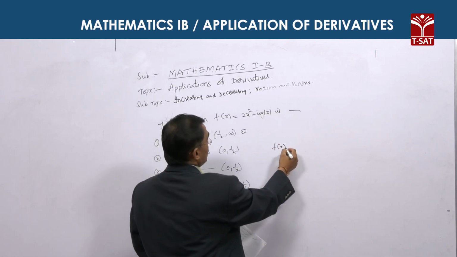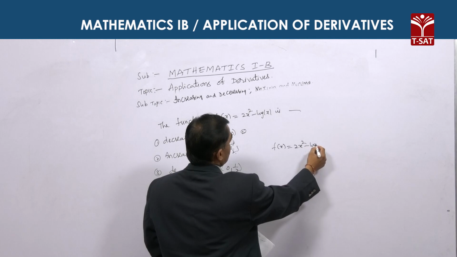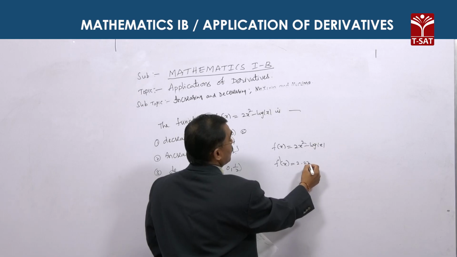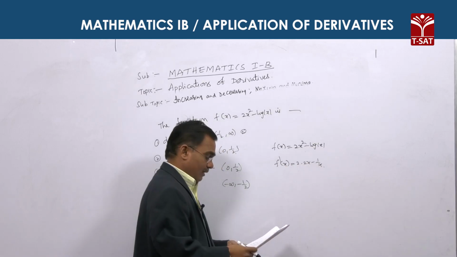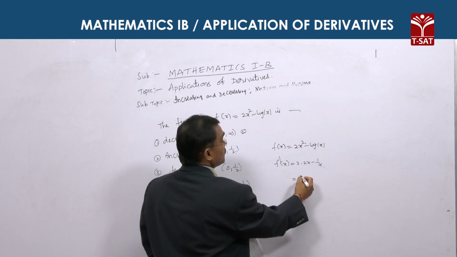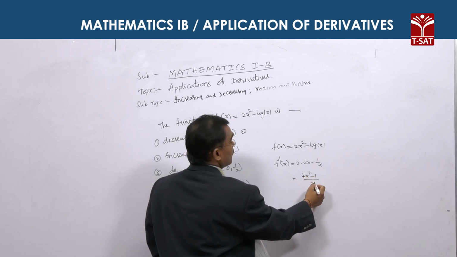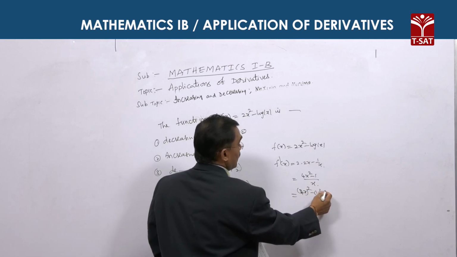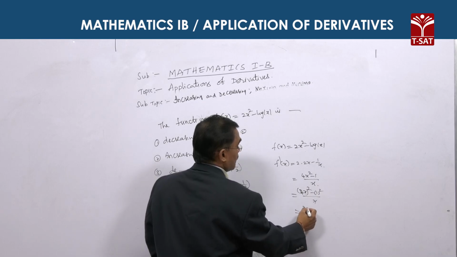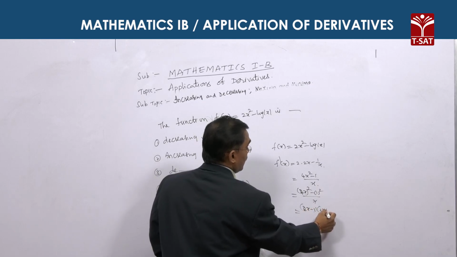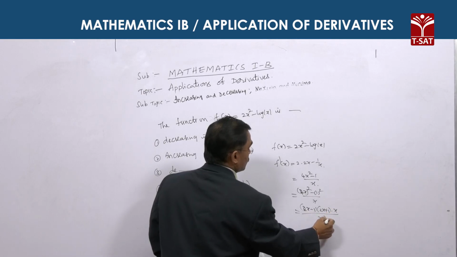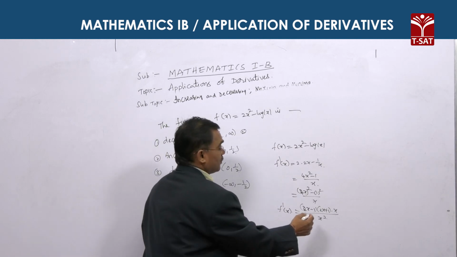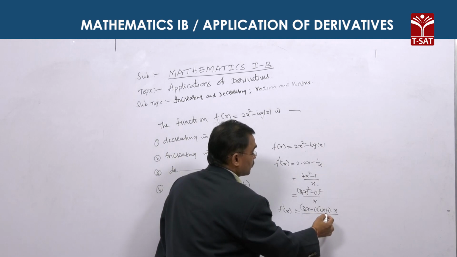What is the function? f of x is equal to 2x square minus log x. What is f dash x? f dash x equals 2 into 2x minus 1/x, so the value is 4x square minus 1 by x, that is (2x) whole square minus 1 square by x. The value is (2x minus 1)(2x plus 1) by x square, which is f dash x. Now we observe f dash x equals (2x minus 1)(2x plus 1) by x square.